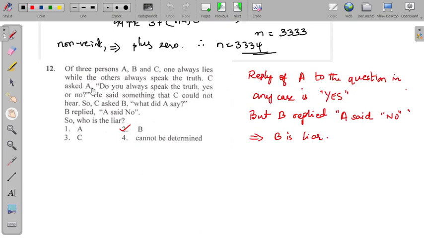Of 3 persons A, B and C, one always lies while the others always speak the truth. C asked A, do you always speak the truth? Yes or no? He said something that C could not hear. So C asked B, what did A say? B replied, A said no. So who is the liar? That we have to find out here.